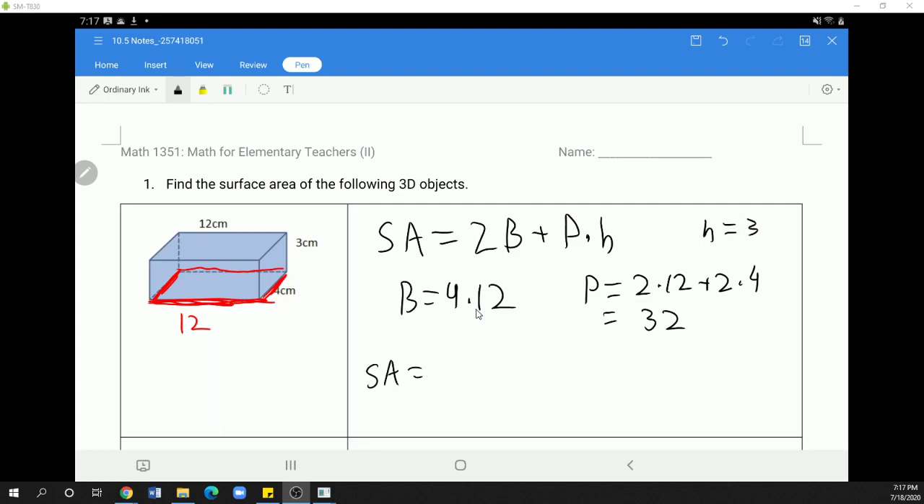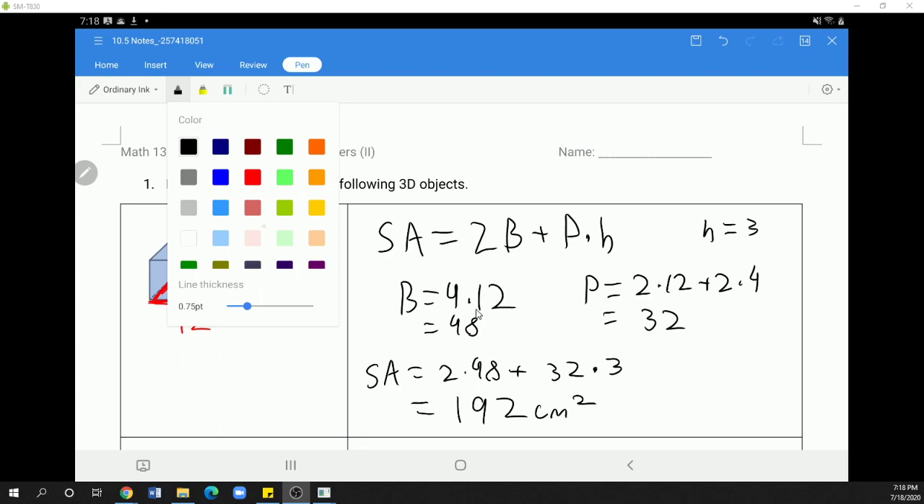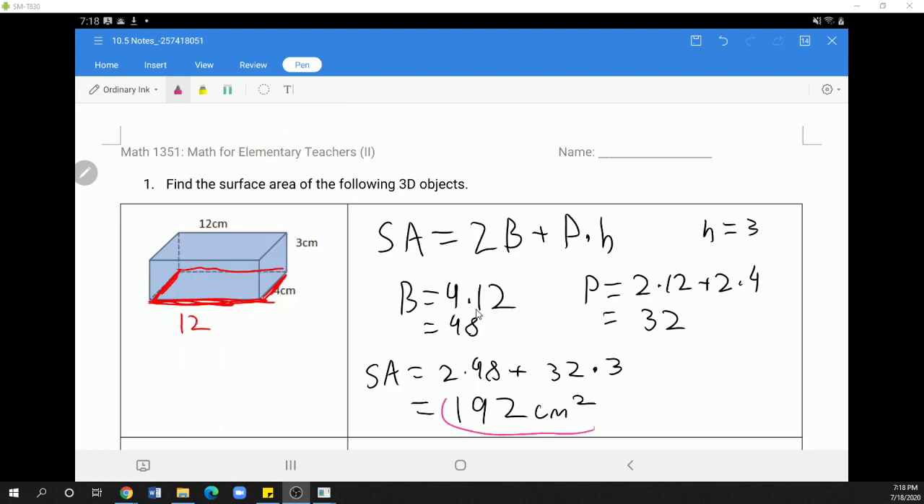So SA, surface area, this is 48 by the way, is 2 times 48 plus 32 times 3. This should be 96 plus 96, which is 192. And because it's surface area, it's in centimeters squared. I didn't say that yet, but surface area is always units squared because you're adding areas together.